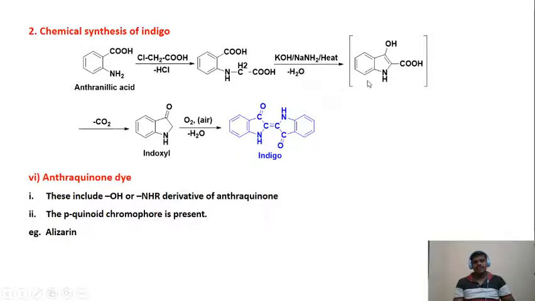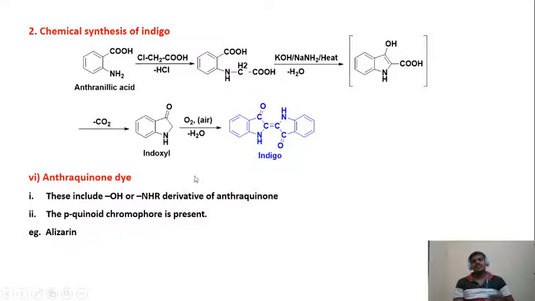Now this compound in presence of KOH and sodamide, with heat and dehydration, gives this 1-carboxy 2-hydroxy indole. Again this 1-carboxy 2-hydroxy indole gets decarboxylated. On decarboxylation it produces this indoxyl. This is the structure of the indoxyl. This indoxyl on treating with oxygen, or on putting it in air, gives this indigo dye.